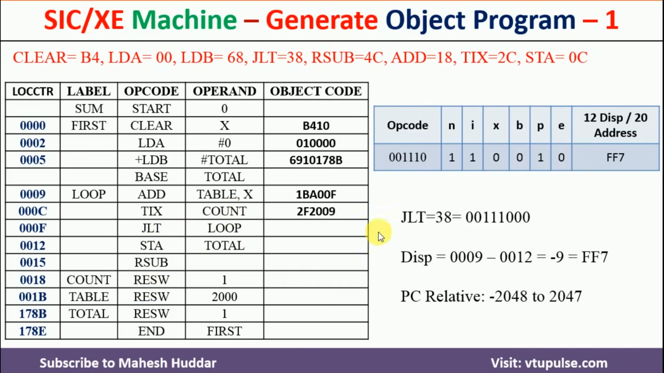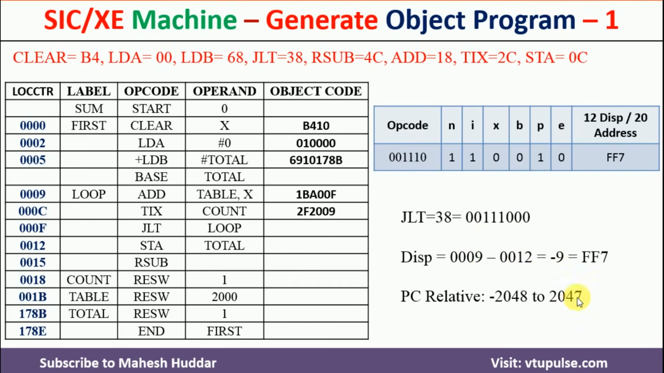Now how to calculate the displacement? Displacement is equivalent to the value of loop, that is 0009, minus the program counter value. The next instruction's address is 0012. So 9 minus 12 is not possible to calculate, because 12 is in hexadecimal. That's a very important thing. Hexadecimal 12 minus 9 is equivalent to minus 9 here.